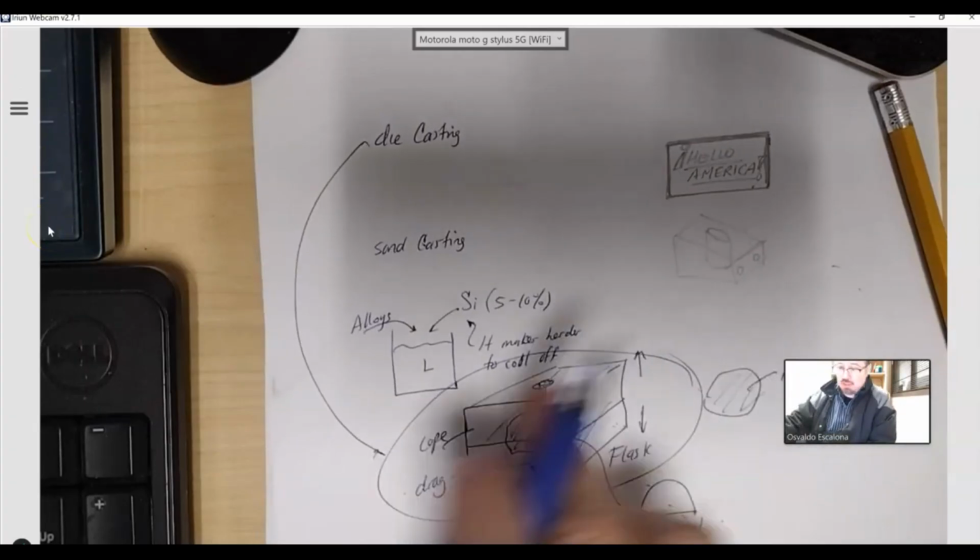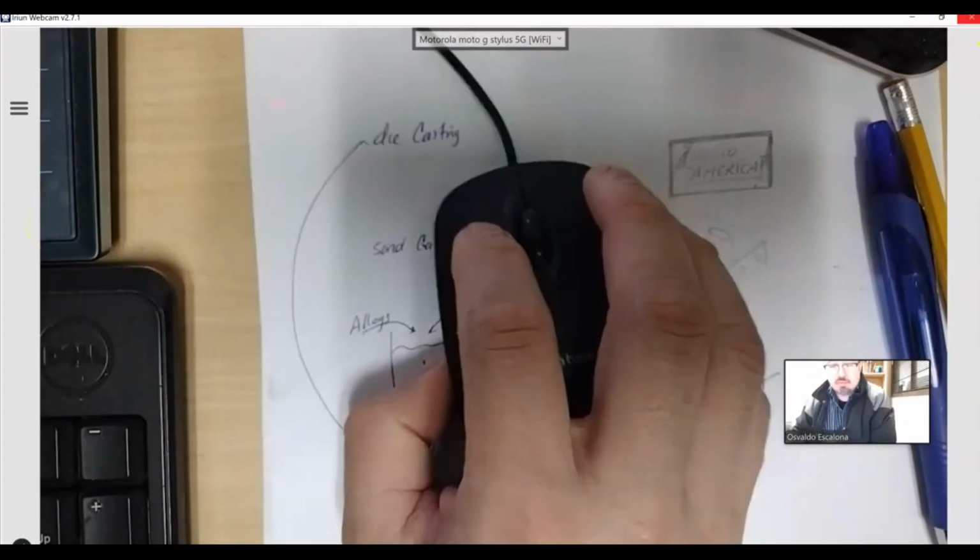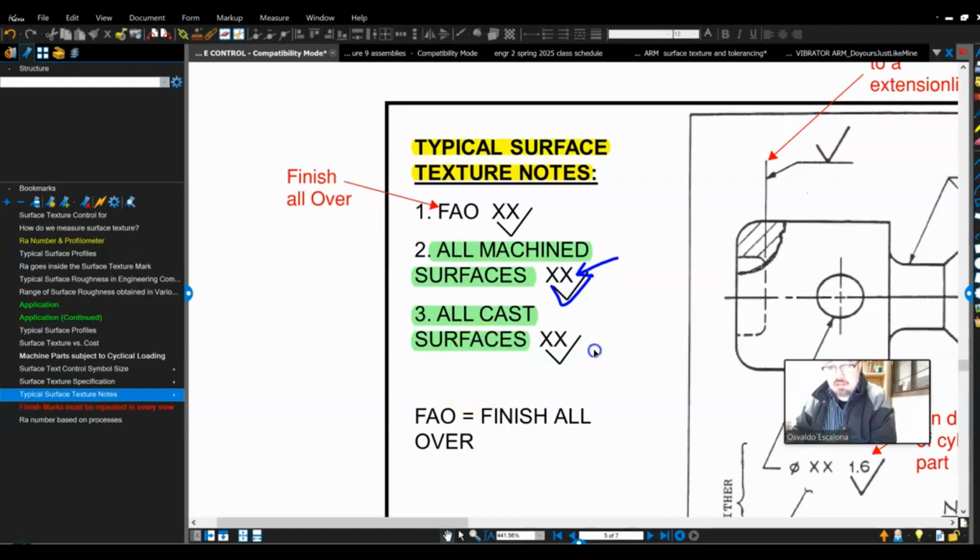Once you do this type of operation, you can also have a surface finish. Usually the Ra number is going to be much higher because you are doing it through casting, not through a machine operation. Remember, the number indicates how rough the material is. The bigger the number, the rougher the material is. The smaller the number, the finer surface you have.